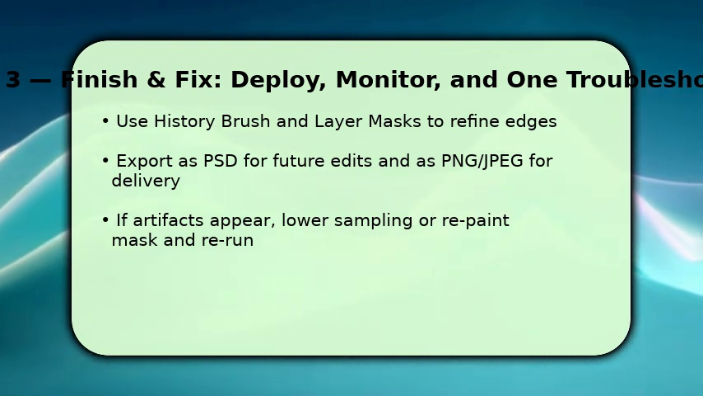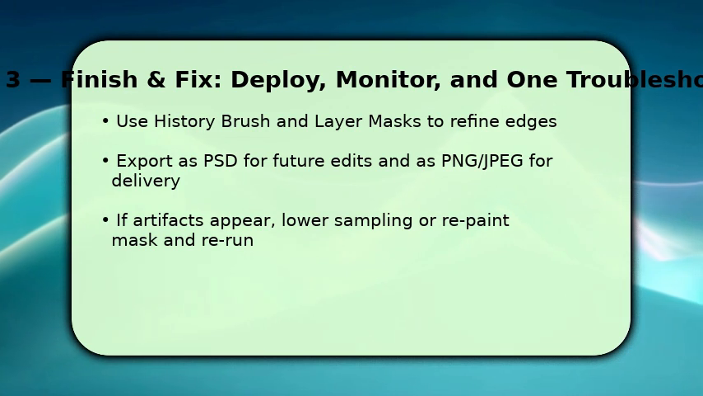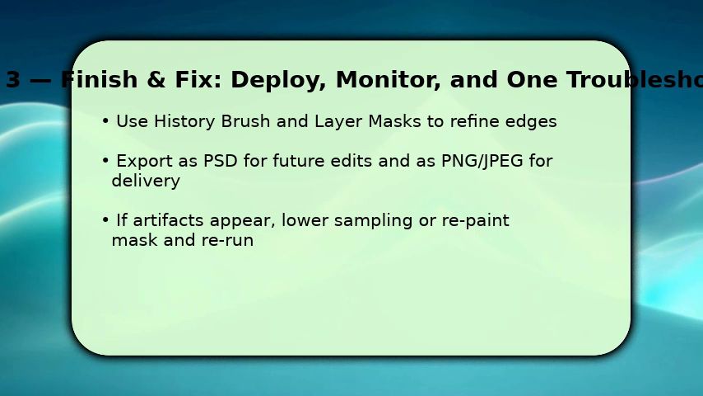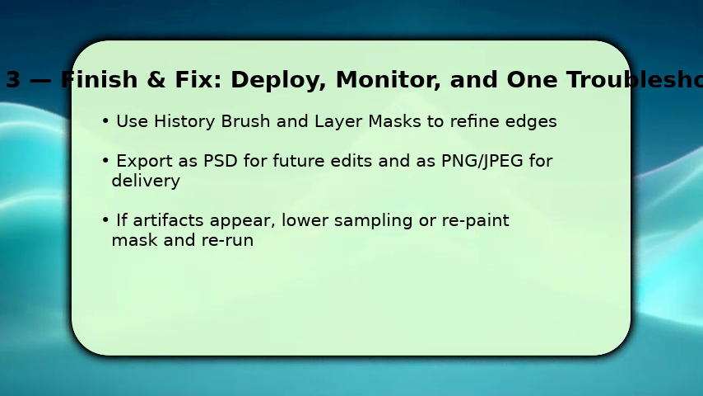If you see odd textures or color shifts, lower sampling or iterations, repaint the mask with cleaner edges and run the generation again. This often fixes blending errors quickly.